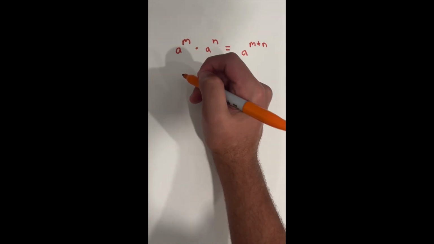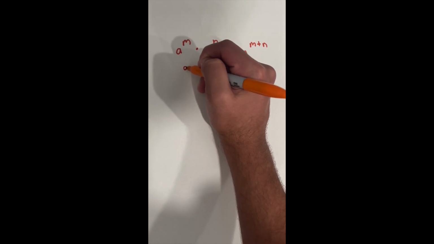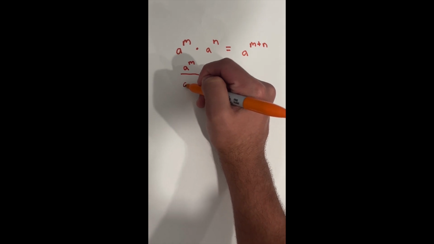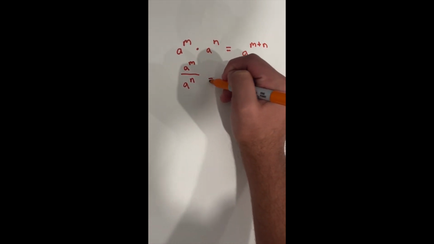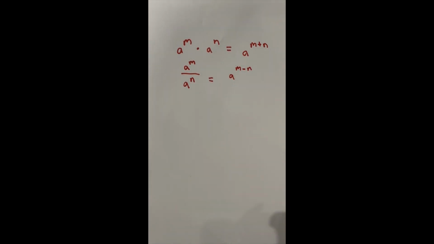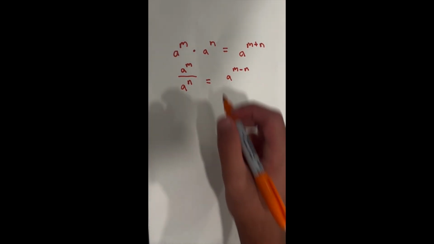The next rule we're going to have is a to the power of m over a to the power of n. We're dividing these now, and you're going to get a to the power of m minus n. When you're dividing, you're subtracting the exponents. Keep in mind that these only work with the same base, in this case being a.